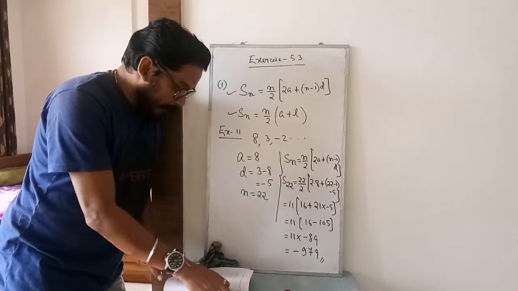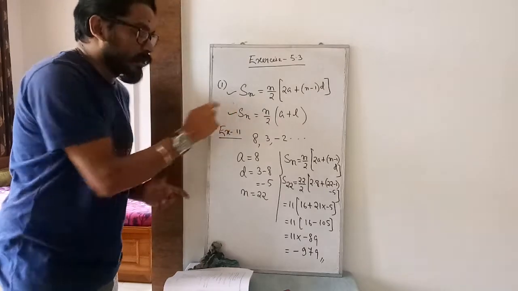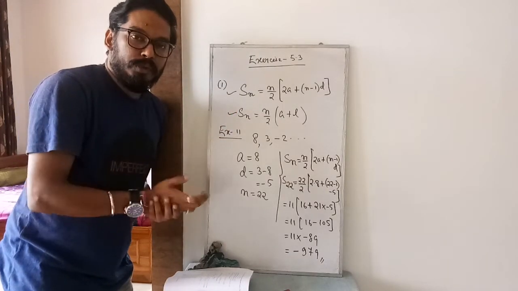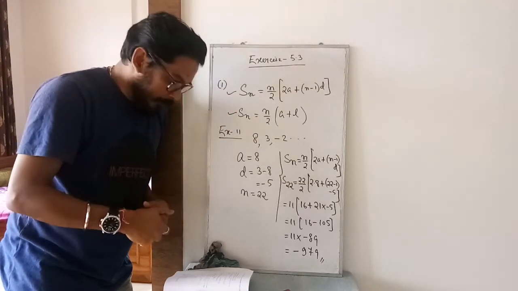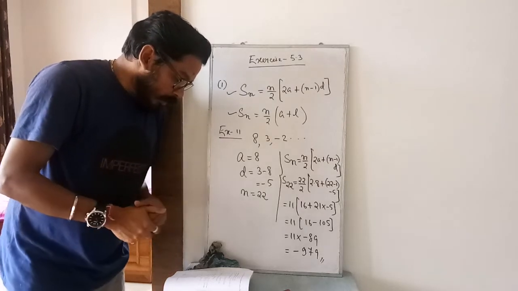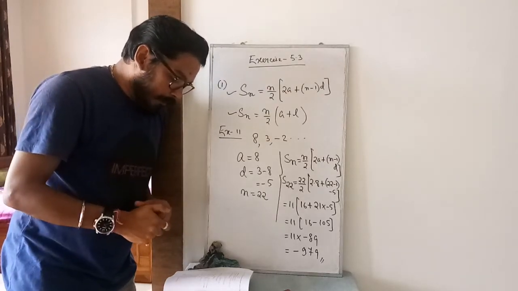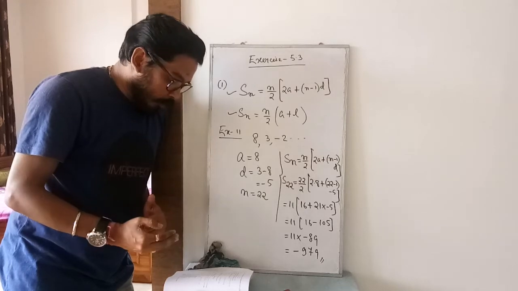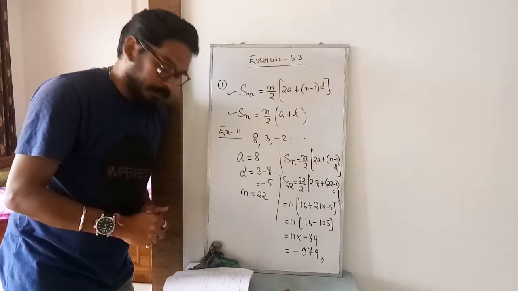Now in exercise 5.3, you should learn these two formulas by heart properly, and not keep it for later. Question number 1, Roman 1 and Roman 4, I will do now. Roman 2 and Roman 3 will be your homework.